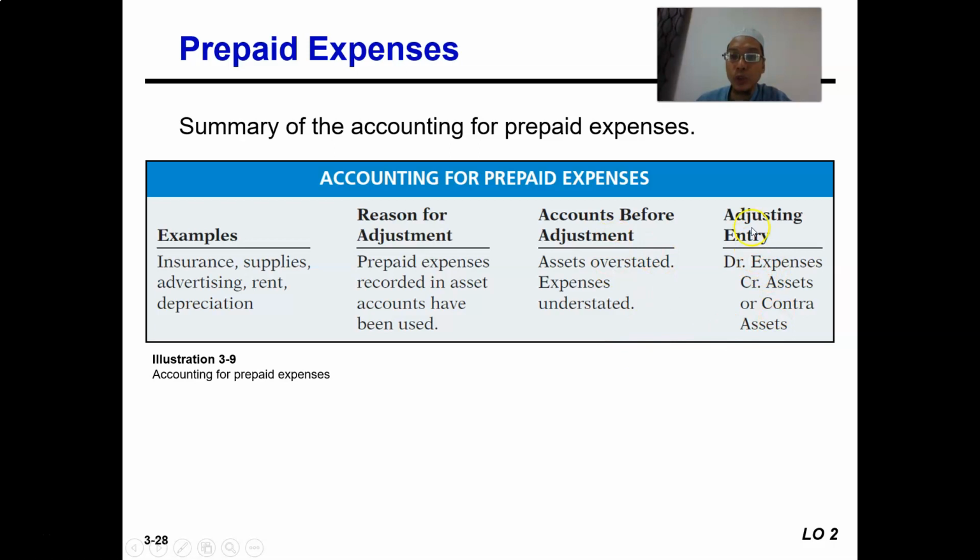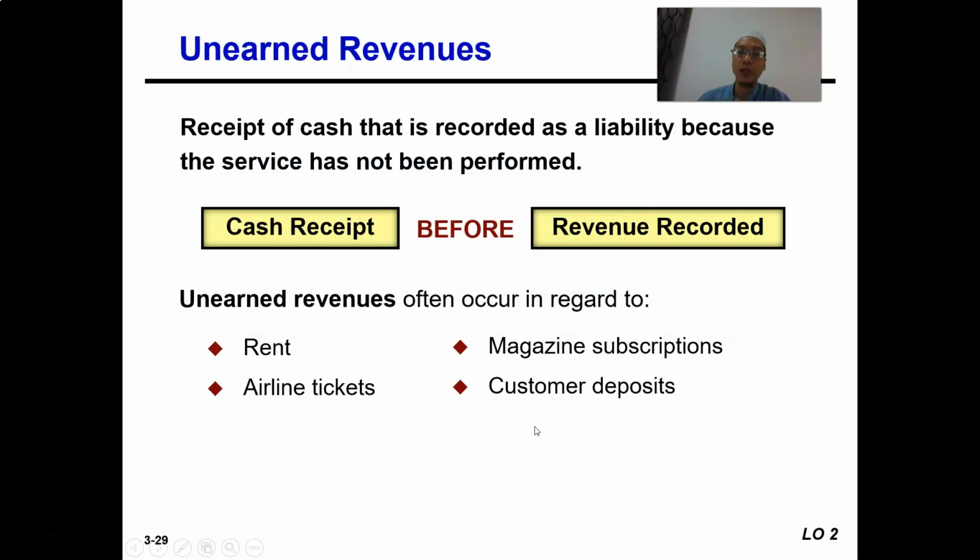Okay, to do the adjusting entry, we debit the expense because our expense has been understated. We need to increase it. Therefore, we debit our expense. And our assets are overstated. Therefore, we need to reduce our asset. We reduce our asset by crediting the asset, or crediting the contra asset in the case of depreciation. Okay.